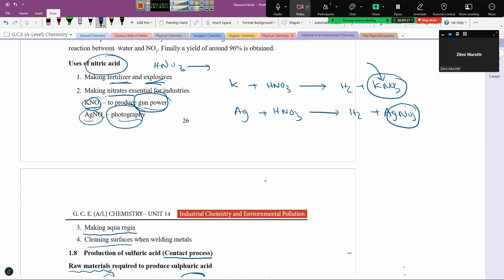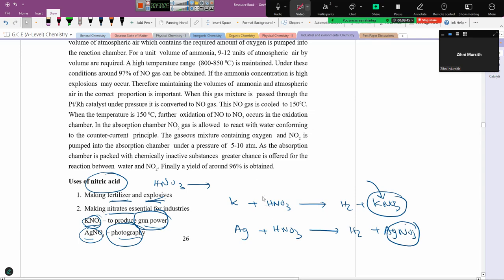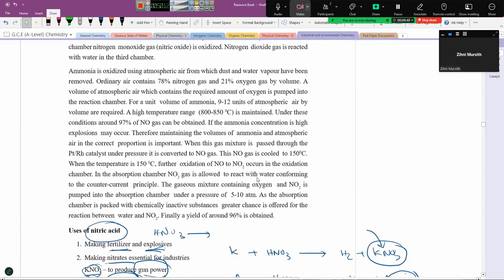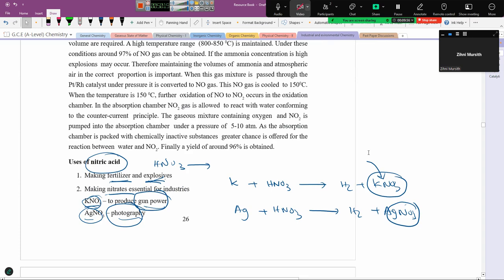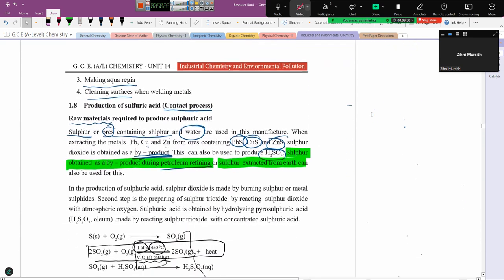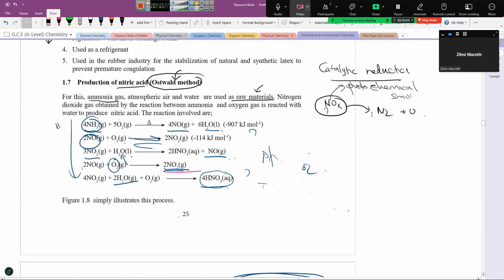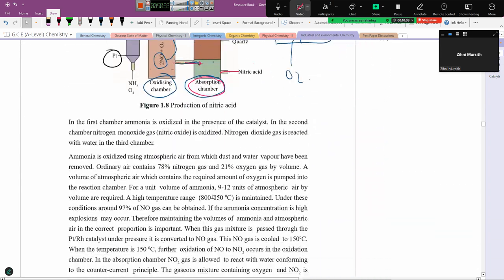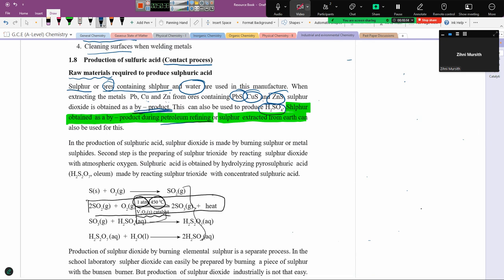Now we will move to the third one, that is the contact process, H2SO4, right? Do we have any questions relating to this contact process or the Ostwald process in the past papers? Did you see any questions? No. It's just mostly memorizing, isn't it? Yeah, there is nothing to explain here. First you have to understand the process, but you have to memorize these chemical equations and then the usages. Okay, now moving to the contact process.